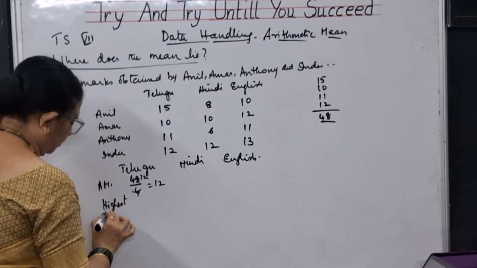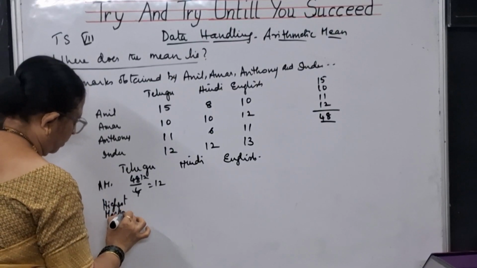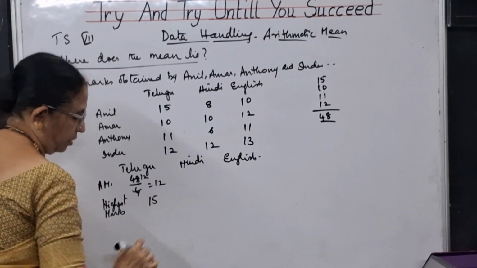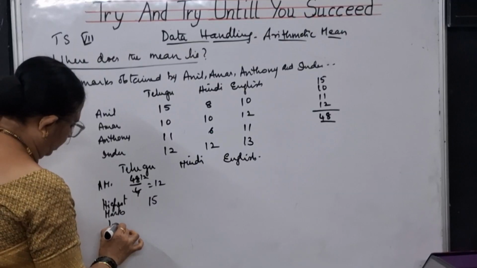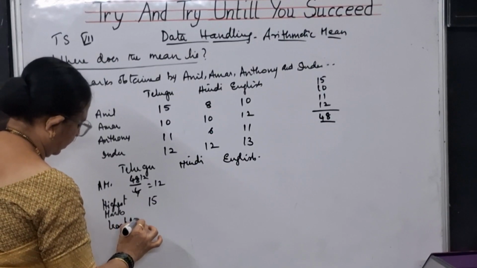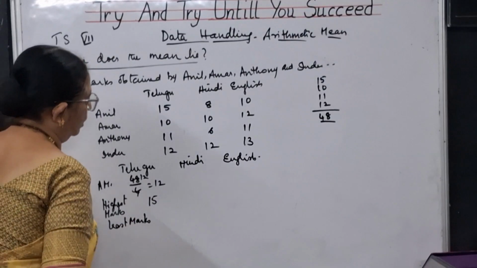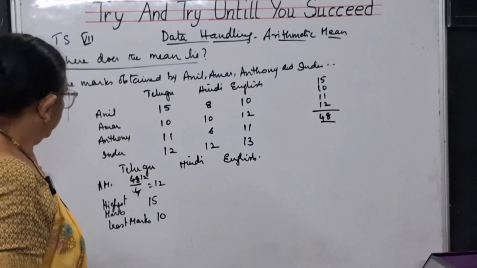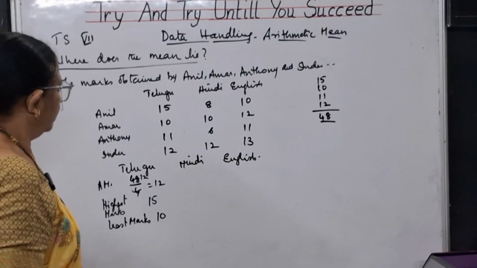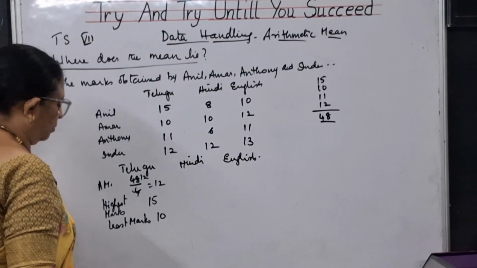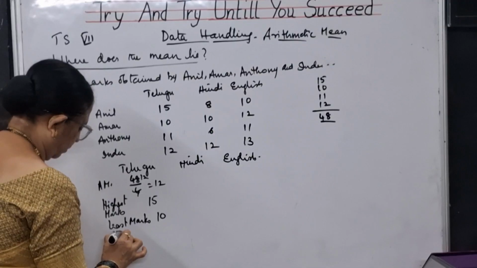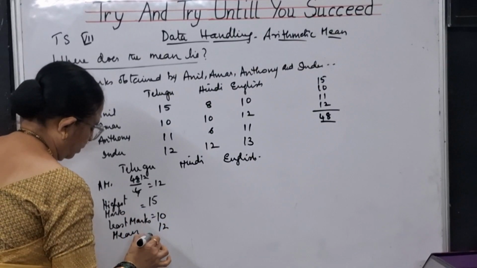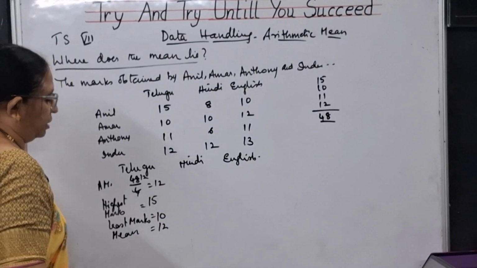Next, highest marks. What are the highest marks in this? 15. And least marks? 10. So what is the mean? The mean is 12. Highest marks, least marks and mean.